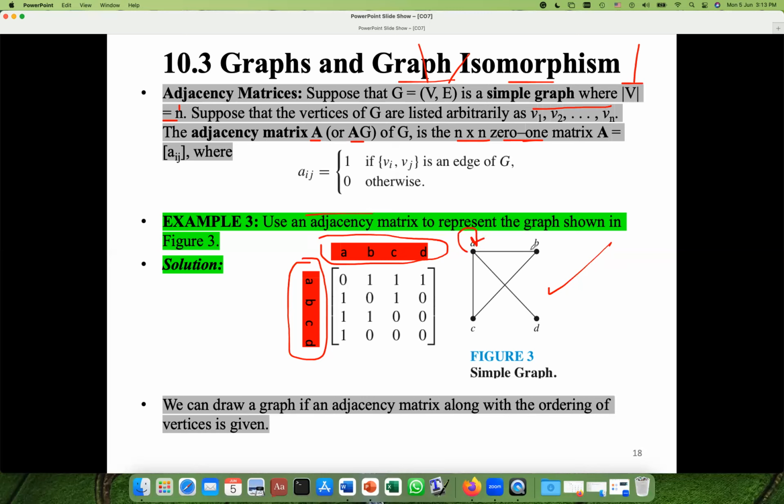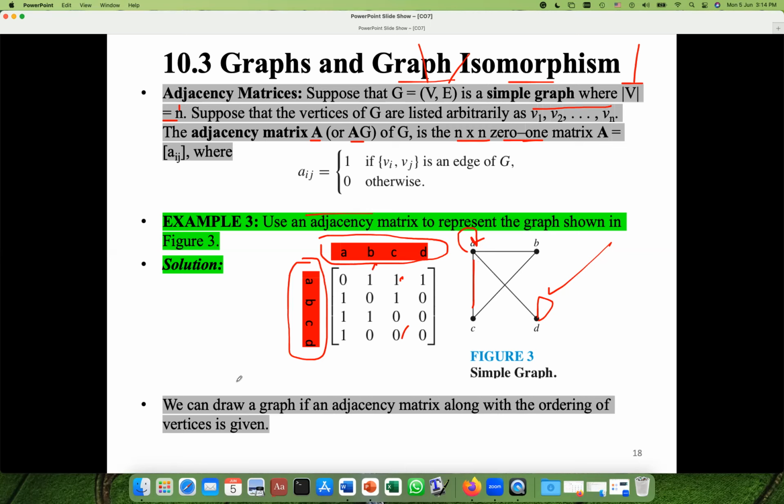A to B, do we have an edge? Yes, so it's 1. A to C, do we have an edge? Yes, we have an edge, so it's 1. D to D, do we have an edge? We don't have a loop, so it is 0. D to C, do we have an edge? We don't have any edge, so it's 0. So this is how you can build the adjacency matrix, nothing else.